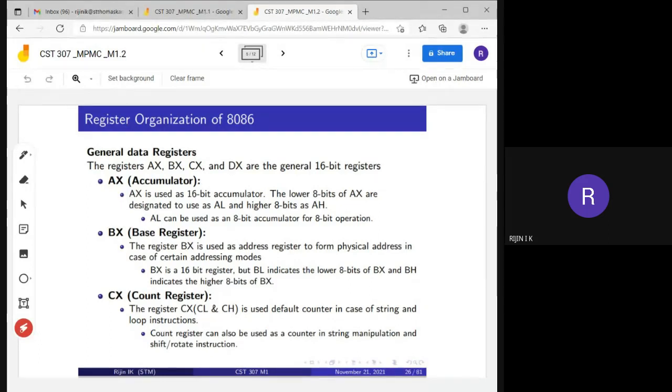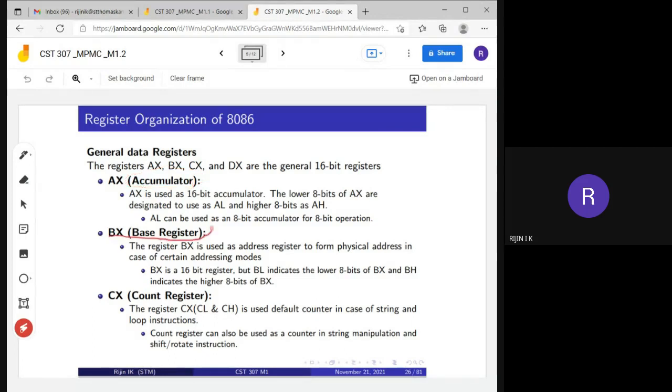Here AX is a 16-bit accumulator, and the lower 8 bits of AX are designated AL, and the higher 8 bits are AH. That means we can divide the 16-bit accumulator register into two 8-bit registers, AL and AH. That means AL can be used as an 8-bit accumulator for 8-bit operations. So that is the accumulator.